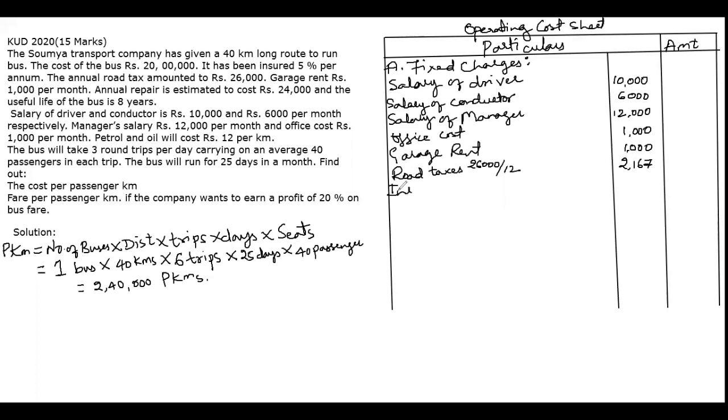We have insurance 5% per annum. Again, we have to convert it into per month. So what is the cost of bus? Cost of bus is 20 lakhs into insurance we are paying is 5% into, we have to convert it into month. So 1 by 12. It comes to 8,333. And now there is one more item, that is depreciation.